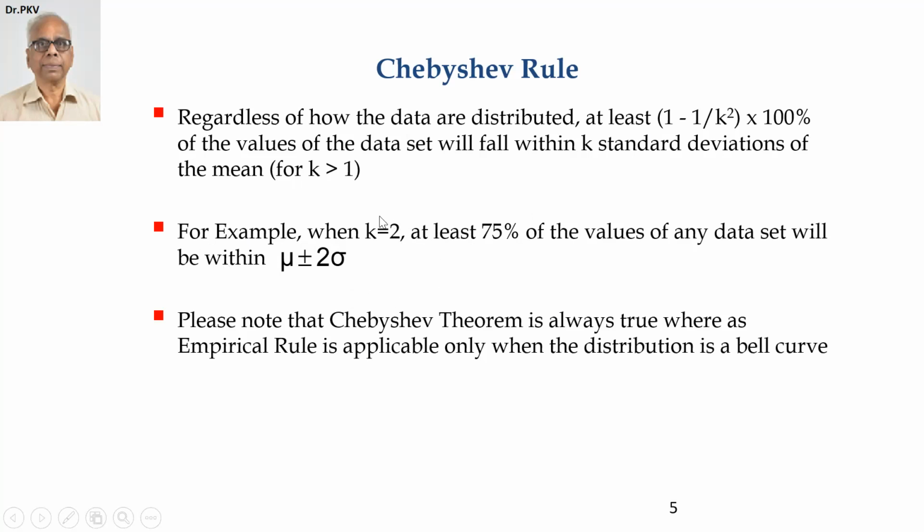But I have taken only an example here when k is 2, at least 75%. It doesn't say approximately 75%, at least 75%. It could even be more. And a very important thing for all of us to remember and ponder is that Chebyshev's theorem is always true, regardless of the distribution shape, whereas the empirical rule is applicable only when the distribution is a bell curve. There is no guarantee all problems will have the shape of a bell curve.